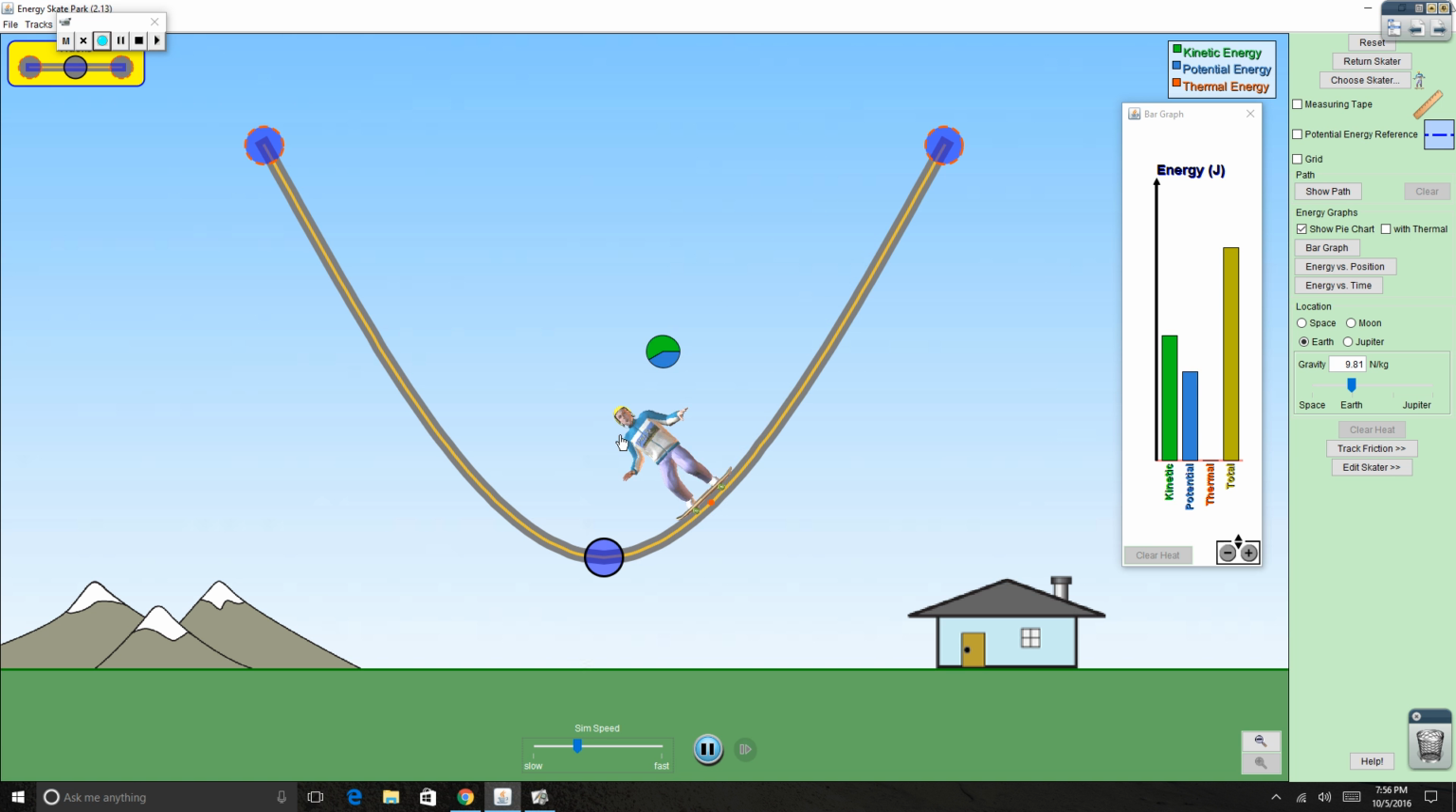When he's all the way at the top, he's got a lot of potential energy. Down at the bottom, he has the least. At the top, he has the most. This is gravitational potential energy. Being off the ground gives the object gravitational potential energy. The further off the ground he is, the more potential energy he has. Far off the ground, lots of potential. Closer to the ground, less potential.